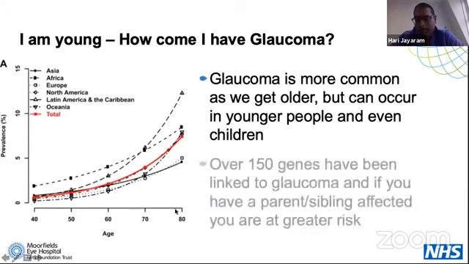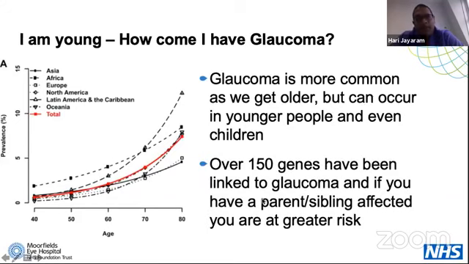The other thing to mention is there's a lot of work done into the genetics of glaucoma, and we know that at the moment there are over 150 individual genes that have been linked to glaucoma. Now, there isn't a single one that means that you will have a problem, but this does tell us that there is a familial component. So that's why if you have a parent or a sibling that's affected, you are at greater risk and should certainly get checked out by your local optician on an annual basis.